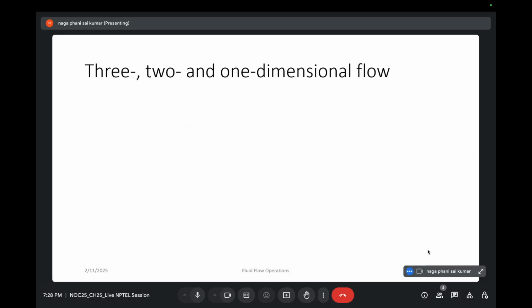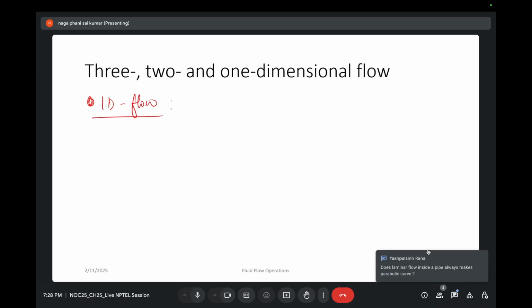So now coming to 3, 2 and 1 dimensional flows. Firstly, we'll discuss one dimensional flow. So in one dimensional, this laminar flow inside a pipeline always makes a parabolic curve.